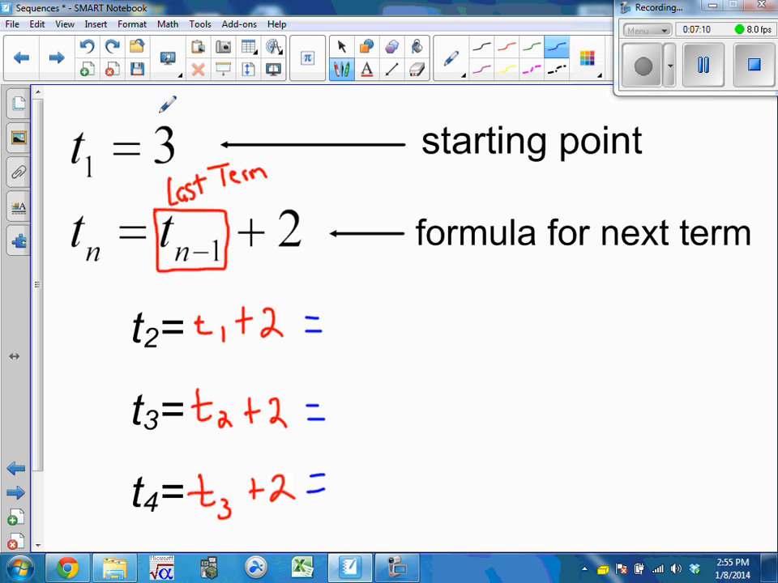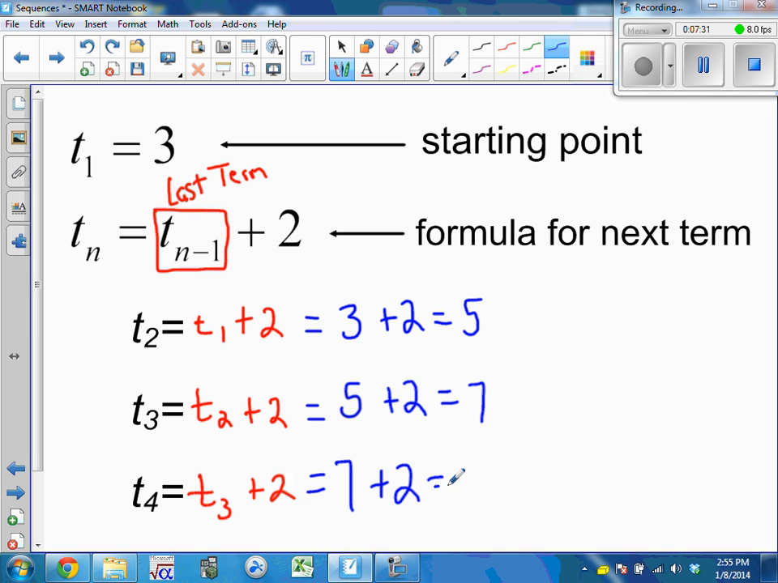So now t sub 1 is 3, 3 plus 2, so my second term is 5. And to find the third term, I need that second term. So that's 5 plus 2, which is just 7. And to find my fourth term, I need that third term, which was 7 plus 2 is 9.